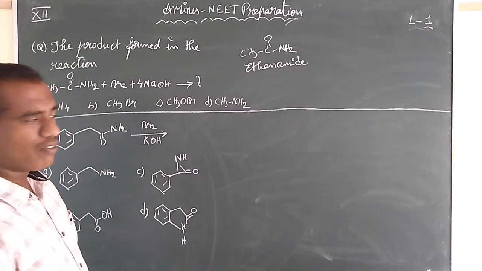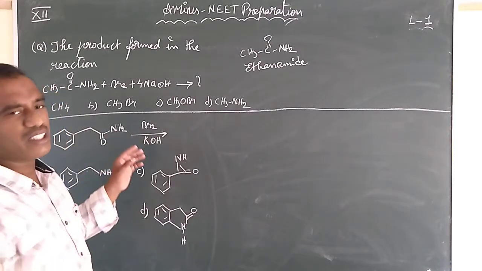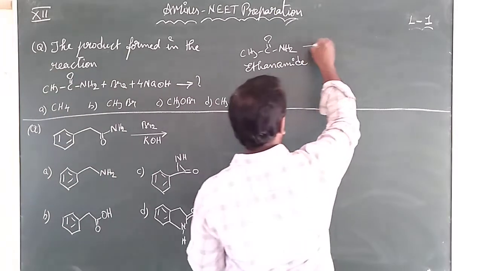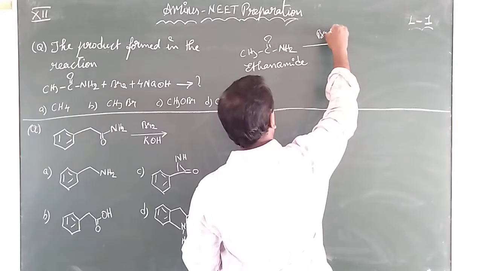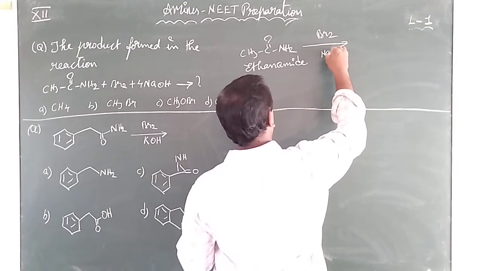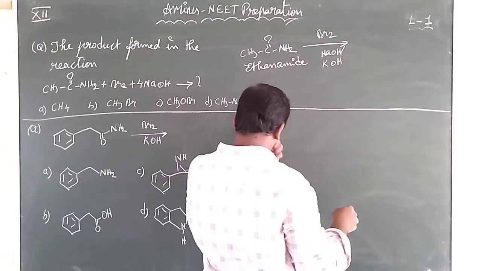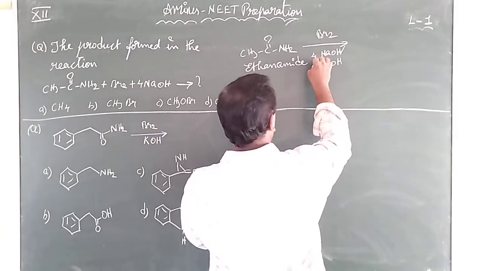Because once you know the name, it will be very easy. Ethanamide plus bromine plus NaOH. Everyone knows what the product is. It will be converted in the presence of bromine. You can use NaOH, or you can use potassium hydroxide also. Any one we can use. 4 moles. Any one will be taken as 4 moles.